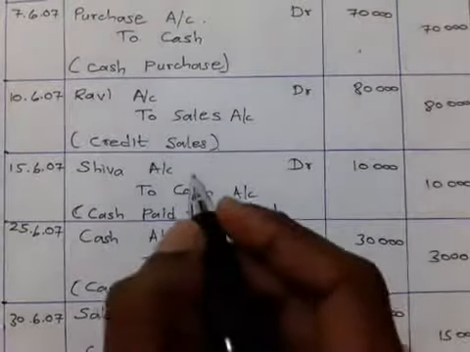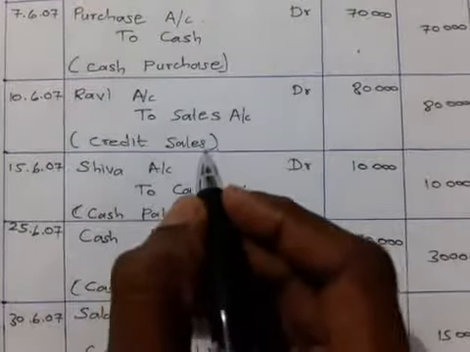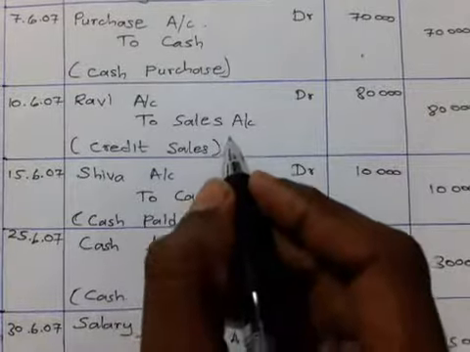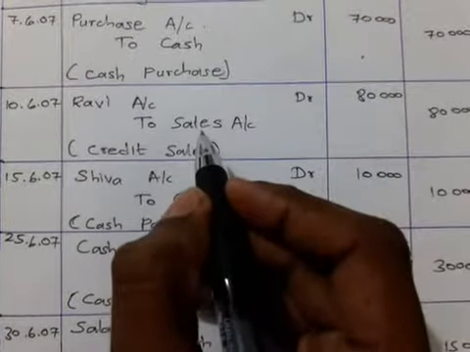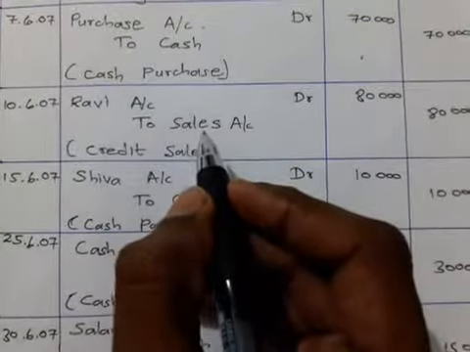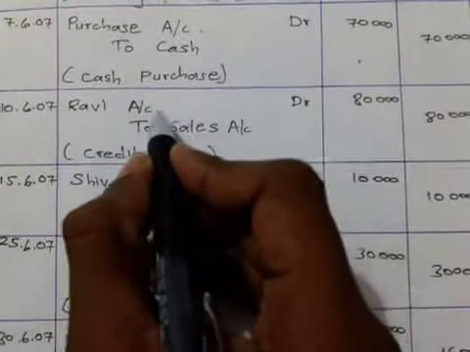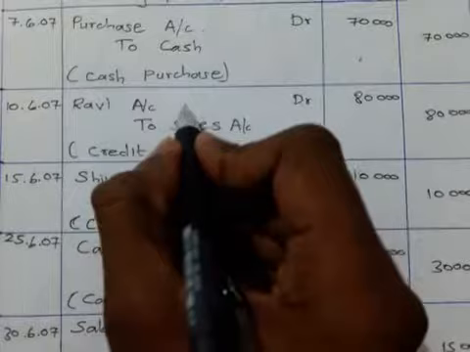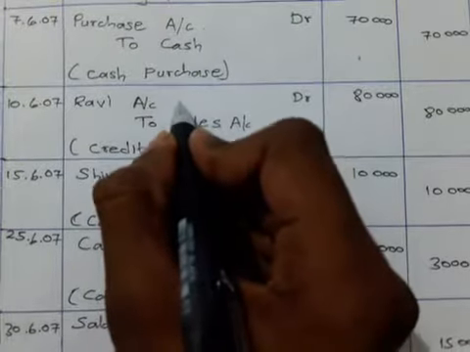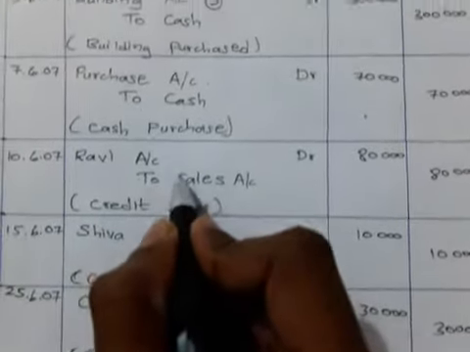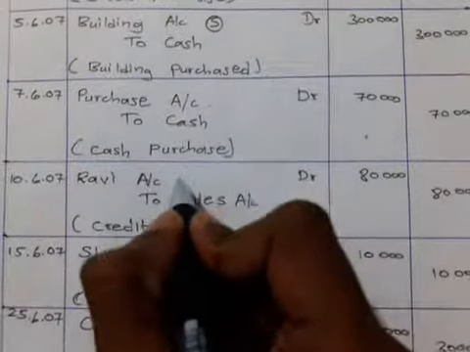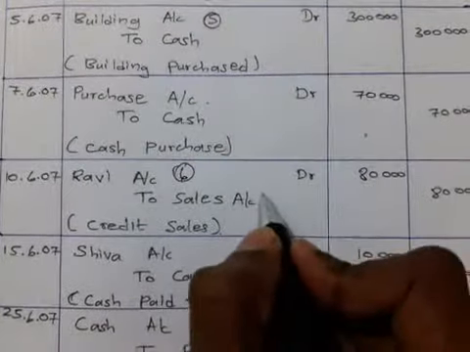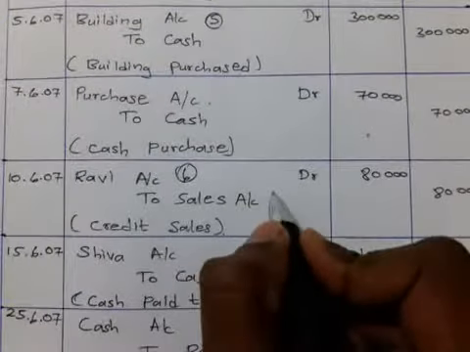In another journal entry, it says about the credit sales. So the person to whom we sold the goods is known as a debtor of the firm. So the person's name has been mentioned here, Ravi account. We have to prepare another account, that is Ravi account. The other one, sales account, because we didn't open the sales account till now.